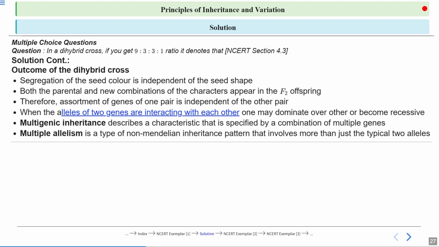Then this is also not an example of multiple allelism. Multiple allelism is a type of non-Mendelian inheritance pattern that involves more than just the typical two alleles. Mendel studied the traits, contrasting traits, and each gene had two alleles there. So Mendel didn't demonstrate multiple allelism. Multiple allelism is a type of non-Mendelian inheritance pattern where one gene has more than two alleles.